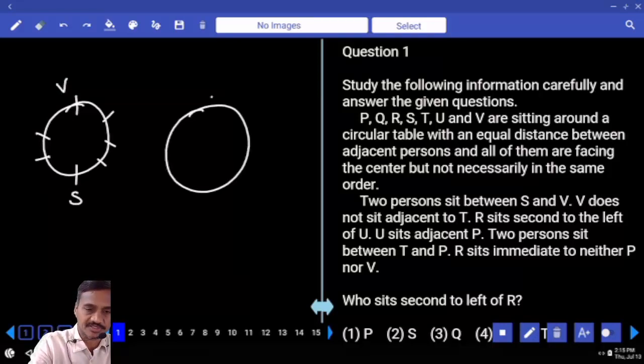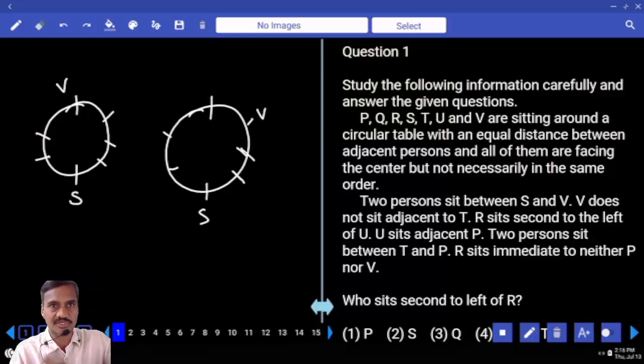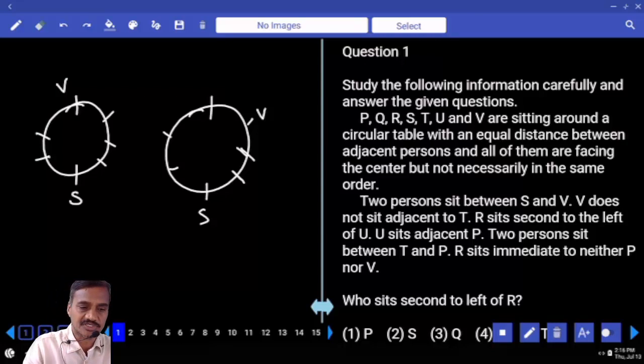And in the next case, two persons between S and V. If S is here, V can be either on the left-hand side or the right-hand side of S. And V does not sit adjacent to T. V and T are not adjacent.